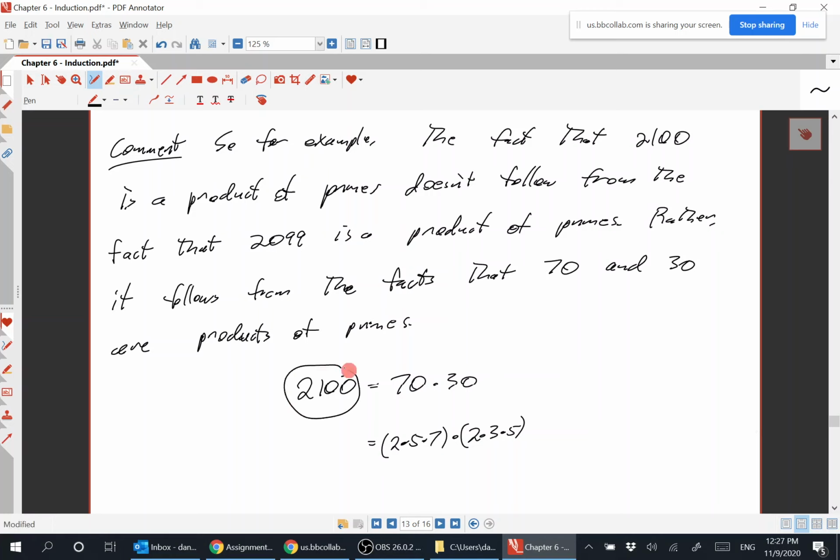Like when you're trying to show that 2100 is a product of primes, the fact that 2099 is a product of primes doesn't really enter into the picture. 2100 is a product of primes because 2100 is not prime itself. It's a product of two smaller numbers, 70 and 30. Not the only two smaller numbers it's a product of, but 70 and 30 are two of them. And 70 and 30, they're both products of primes. So 2100 being a product of 70 and 30 is a product of those primes there.